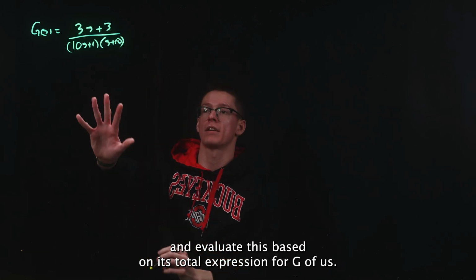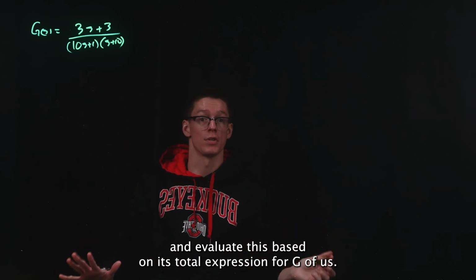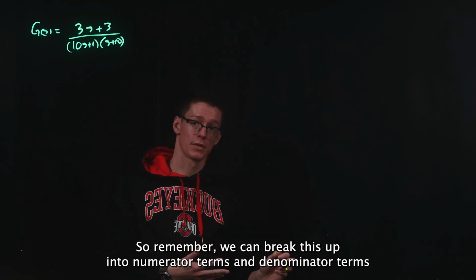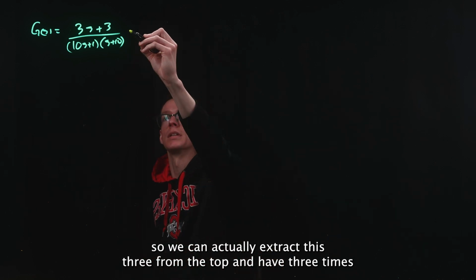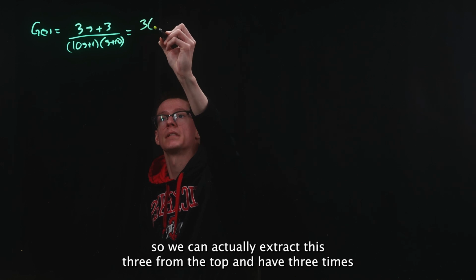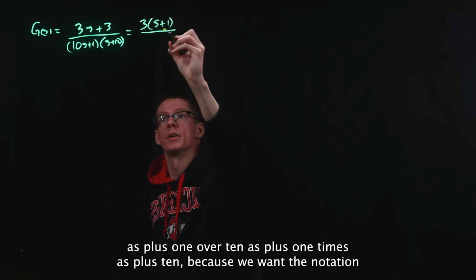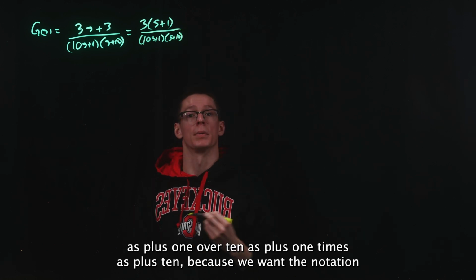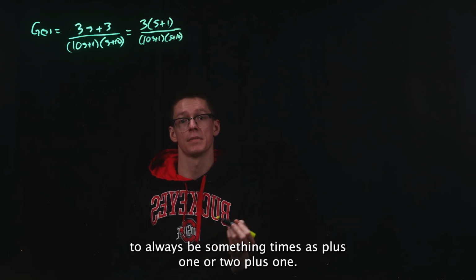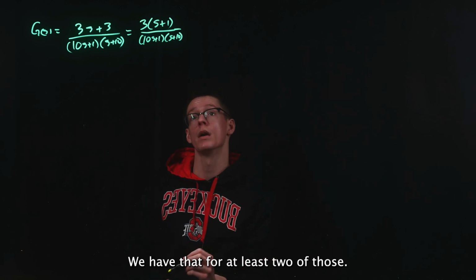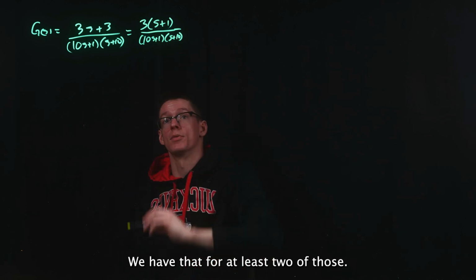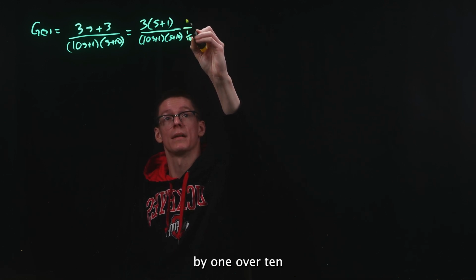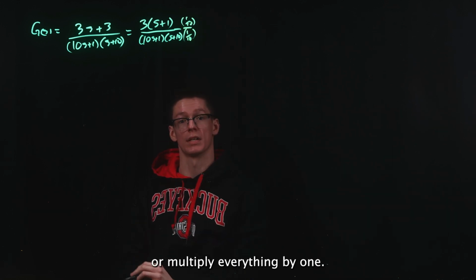And we're going to try and evaluate this based on its total expression for g of s. So remember, we can break this up into numerator terms and denominator terms. So we can actually extract this 3 from the top and have 3 times (s plus 1) over (10s plus 1) times (s plus 10). Because we want the notation to always be something times (s plus 1) or (ts plus 1), we have that for at least 2 of those. This one, though, we can get by dividing everything by 1/10, or multiplying everything by 1.